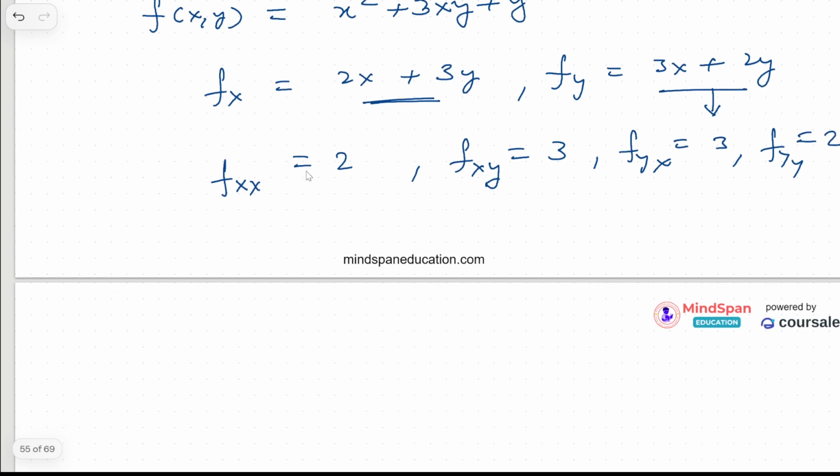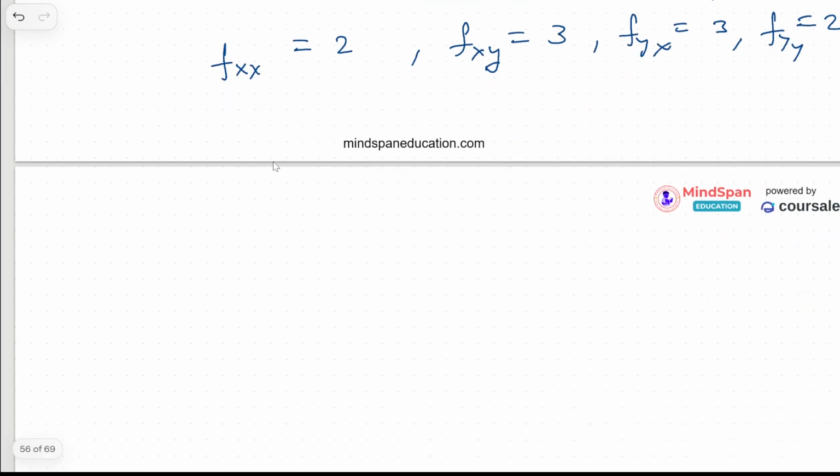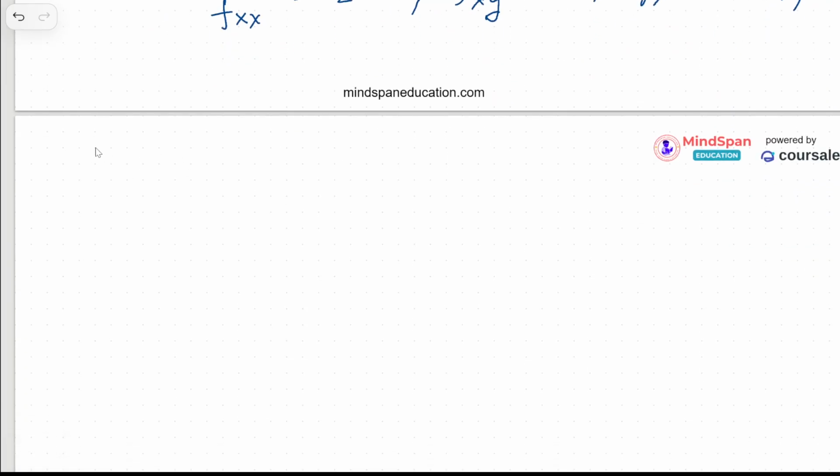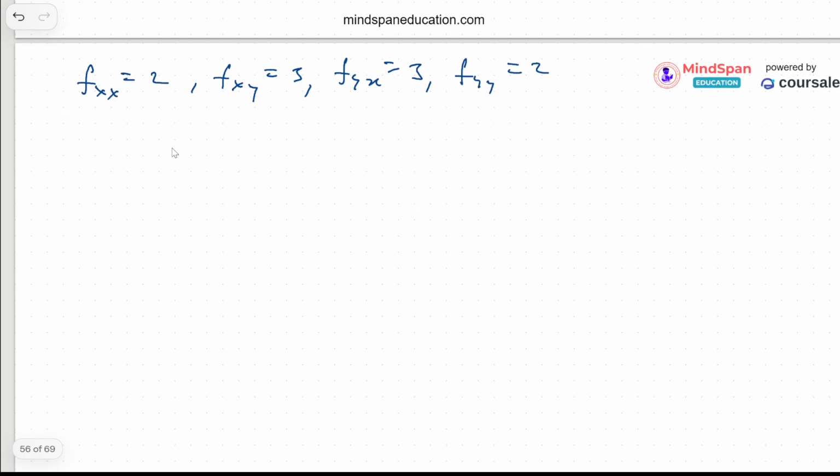Now here you can see these are our higher order, second order partial derivatives. Let me write here again. Fxx is 2, fxy is 3, fyx is 3, and fyy is 2. These are the second order derivatives that we get. If we go for third order, everything will become 0 since everything is constant now. Okay.